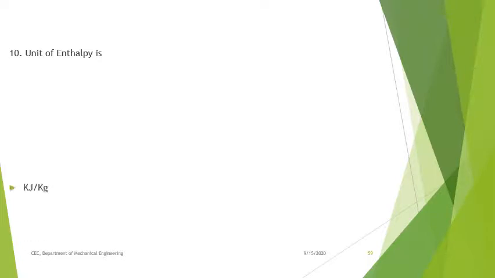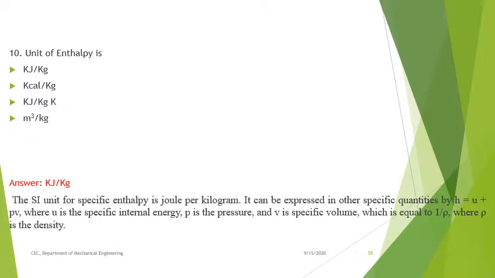The unit of enthalpy is: kilojoules per kg, kilocalorie per kg, kilojoules per kg Kelvin, or meter cube per kg. The answer is kilojoules per kg. The SI unit for specific enthalpy is joules per kilogram. It can be expressed in other specific quantities by h equals u plus pv, where u is the specific internal energy, p is the pressure, and v is the specific volume, which equals 1 by density, where rho is the density.